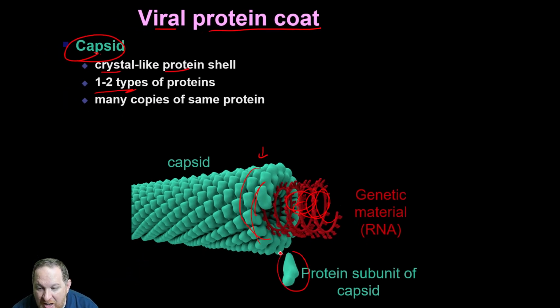Here's one of those subunits of the protein. If you could just look at one, this is what one looks like. But when they're all together, they form this protective coating around the virus.